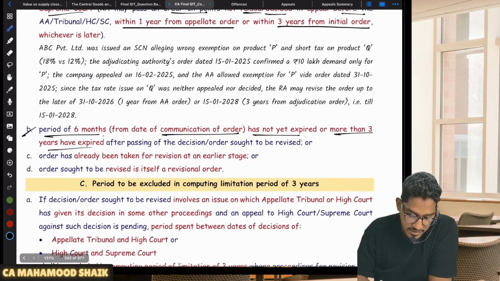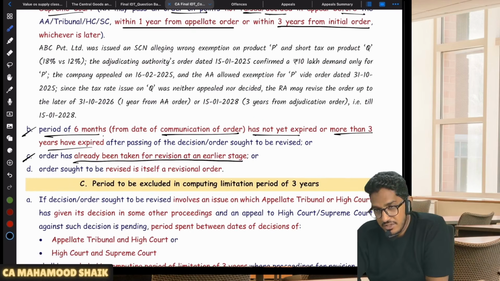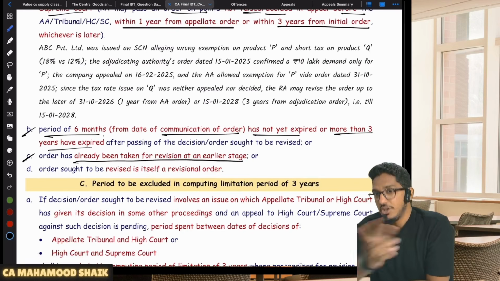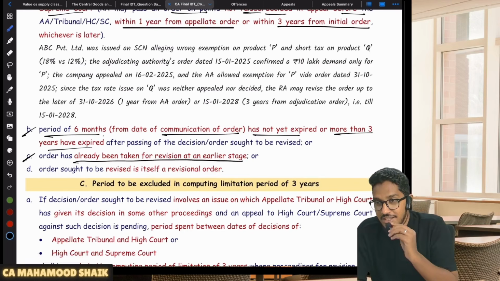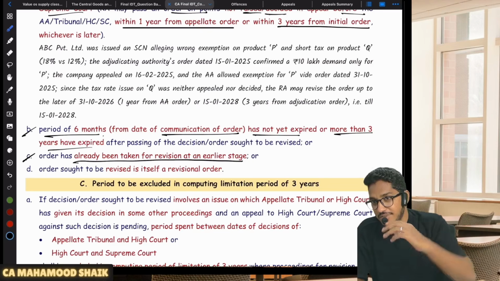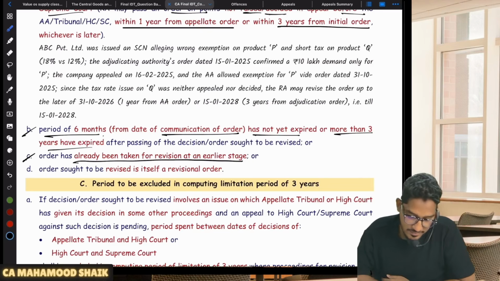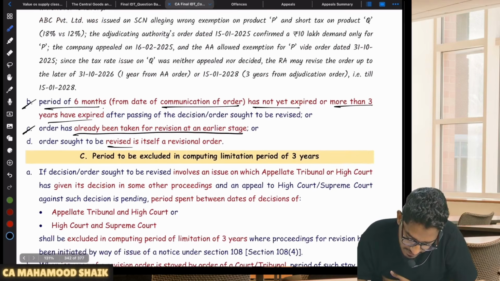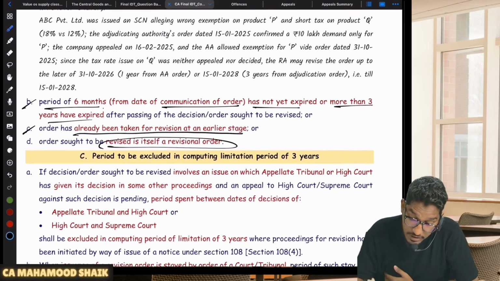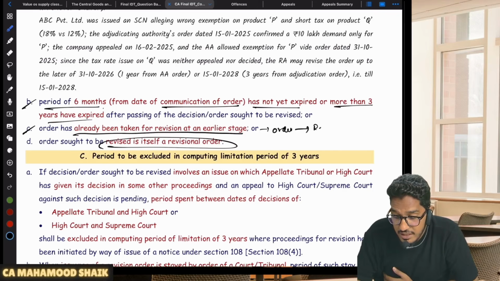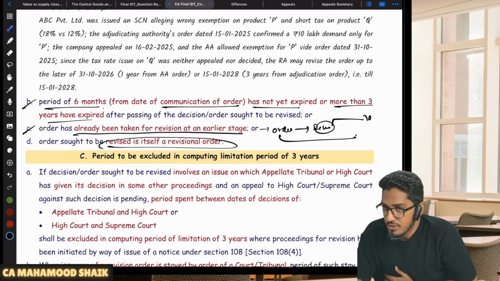One more case where revision is not possible is where the order has already been taken for revision at an earlier stage. That means you are revising the revisional order. One order is there that was already revised. Now you want to revise it once again. Not possible. The original order, which was already revised, one more time you can't revise. And this revised order also you can't revise. That's the meaning of the 2 points.